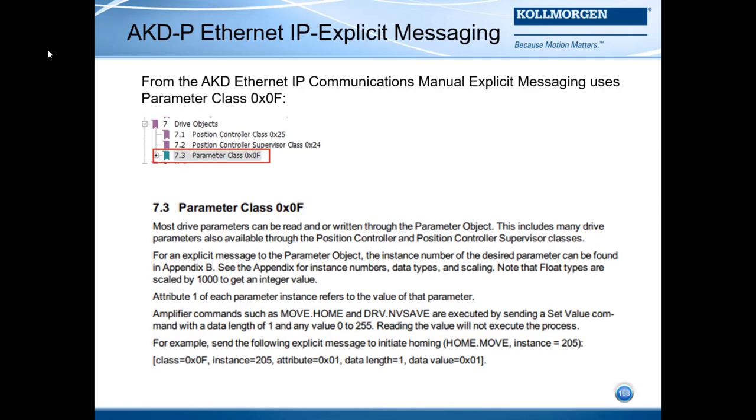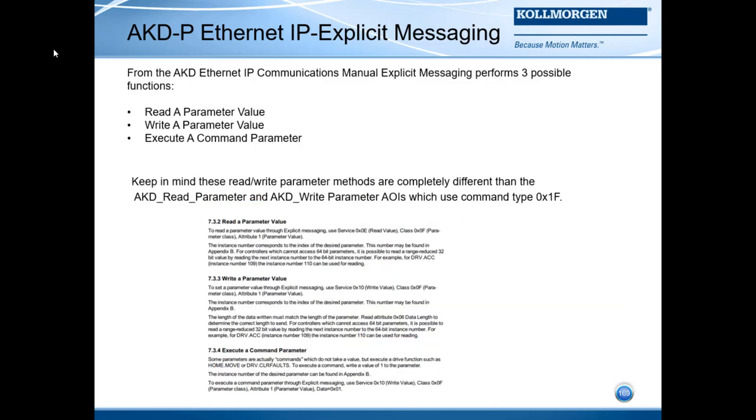From the AKD Ethernet IP Communications Manual, explicit messaging uses parameter class F hex. Explicit messaging performs three possible functions: read a parameter value, write a parameter value, or execute a command parameter. You can see from the screenshot below that section of the manual, with descriptions and definitions. So please refer to the manual for more details.